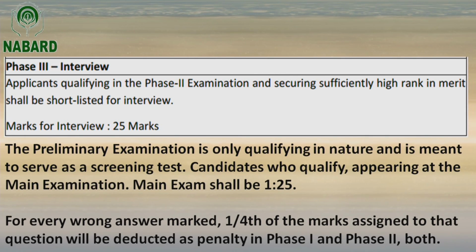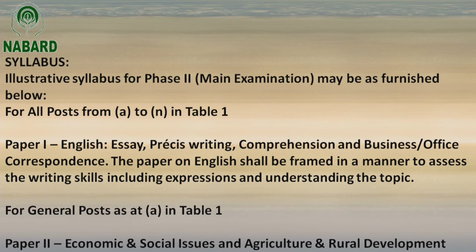Candidates who qualify for appearing at the main exam shall be 1:25. It means we can say that हर 25 स्टूडेंट में से एक स्टूडेंट को मेन एग्जाम के लिए बुलाया जाएगा. For every wrong answer marked, 1/4 of the marks assigned to that question will be deducted as penalty in phase 1 and phase 2 both. Let's move to our next information.